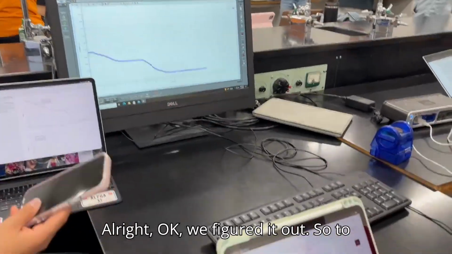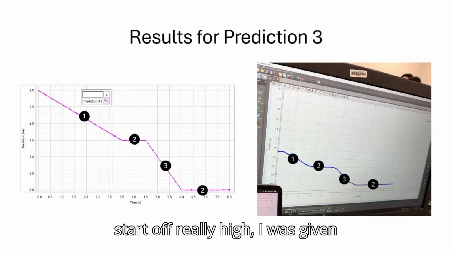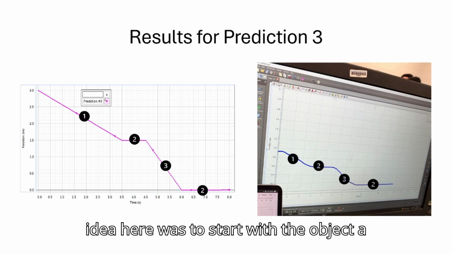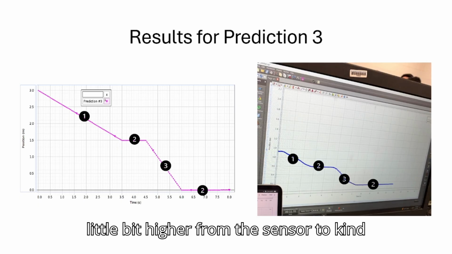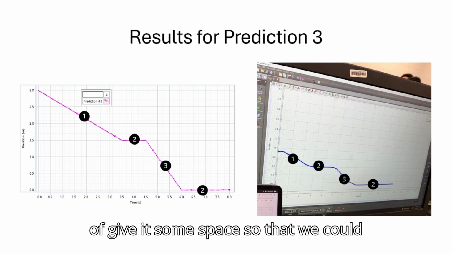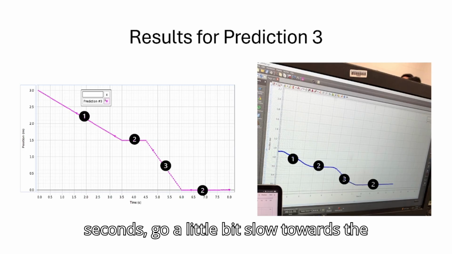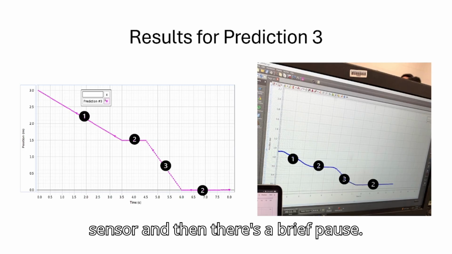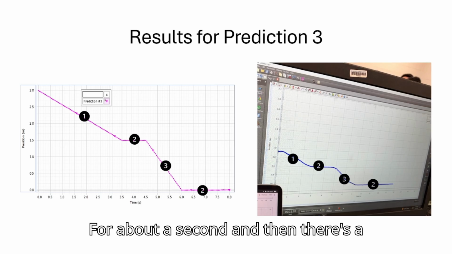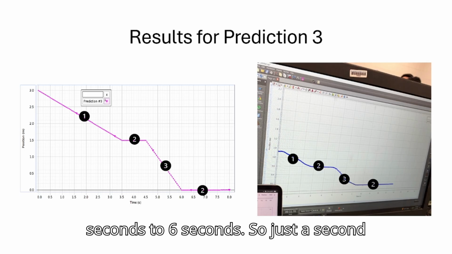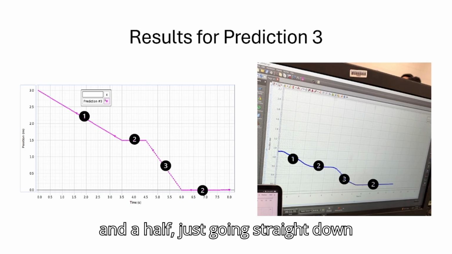Alright, okay, we figured it out, so we have to start off really high. I was given prediction 3, and for prediction 3, the idea here was to start with the object a little bit higher from the sensor to give it some space so that we could gradually, for the first 3.5 seconds, go a little bit slow towards the sensor, and then there's a brief pause for about a second. And then there's a fast push towards the sensor from 4.5 seconds to 6 seconds.